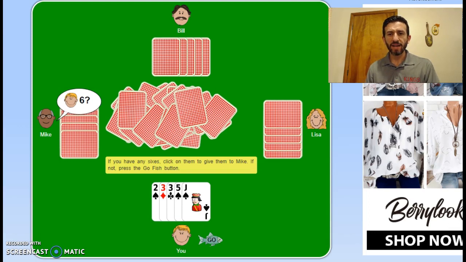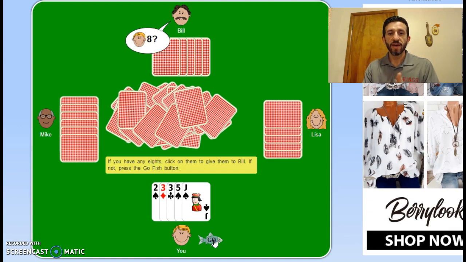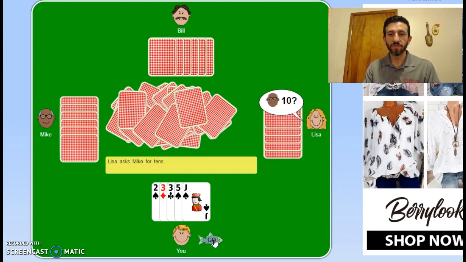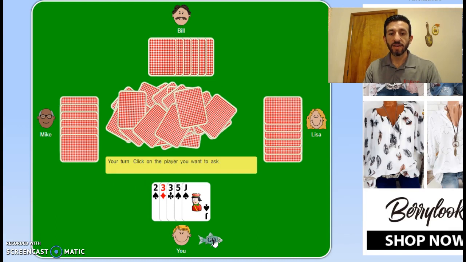So when I saw this game, I intuitively saw that there was a little bit of explanation there that you can see on the yellow square here. It says, if you have any sixes, click on them and give to Mike. If not, press Go Fish. So in this case, I would press Go Fish because I don't have any sixes. So Mike has to go. And then same thing here, I'm telling Bill to go fish. Lisa asks Mike for a 10. He tells her to go fish, and on it goes.